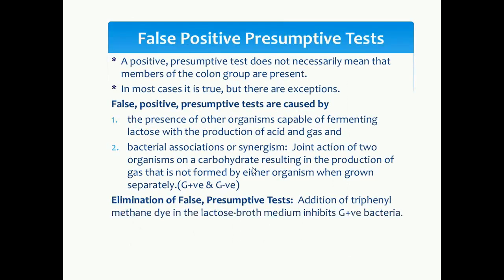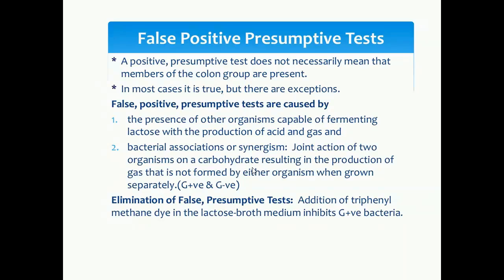Next, sometimes the presumptive test also shows false positive results. A positive presumptive test does not necessarily mean that members of the coliform group are present. In most cases it is true, but there are exceptions. False positive presumptive tests are caused by the presence of other organisms capable of fermenting lactose with the production of acid and gas.